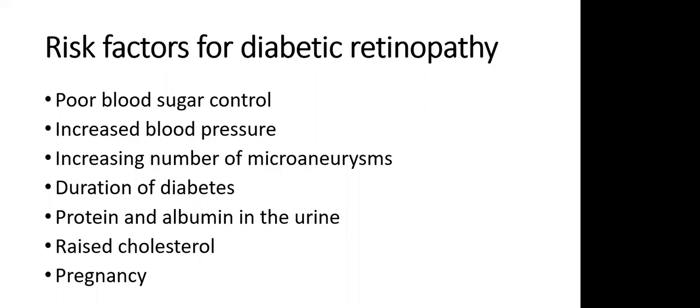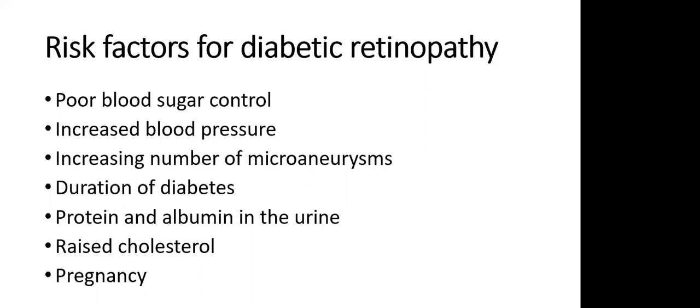People who have diabetes and become pregnant have a higher risk of developing diabetic retinopathy. This is different from gestational diabetes. This is someone who has diabetes and has become pregnant. The pregnancy hormones and all the things that are associated with it increase the risk of developing diabetic retinopathy and progression of the diabetic retinopathy.